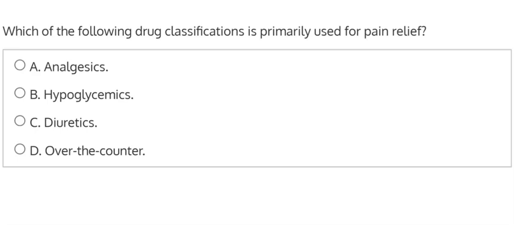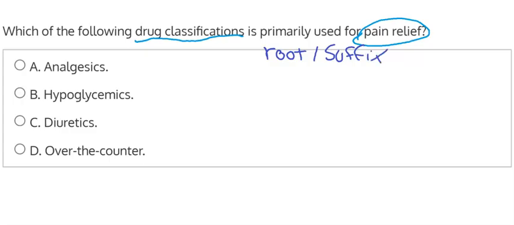This question is asking us, which of the following drug classifications is primarily used for pain relief? When we're looking at drug classifications, it could be helpful to remember your roots and your suffix. The root is the main key part of the word, which tells you its meaning, and the suffix is an extra add-on to it that might tell you an action of that meaning.